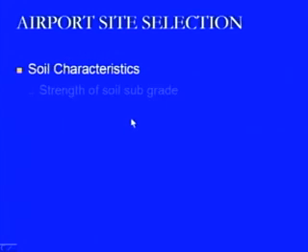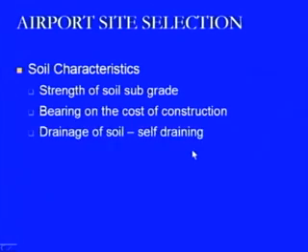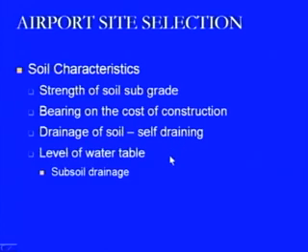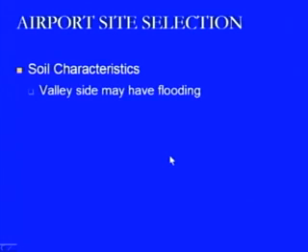Next factor is the soil characteristics. In the case of soil characteristics, we have to look at the strength of the soil subgrade, or the bearing capacity, and its effect on the cost of construction. Then we have to look at the drainage aspect, because it should be self draining, so that the water goes away and it becomes dry as fast as possible. And what is the level of the water table and what is the effect of fluctuations in the water table is to be seen in terms of subsoil drainage, or in terms of water coming to the top and the change of volume of the soil, which brings deformation.